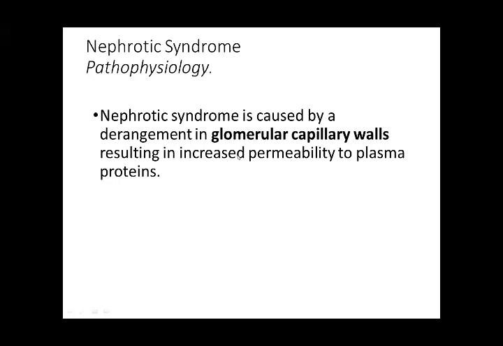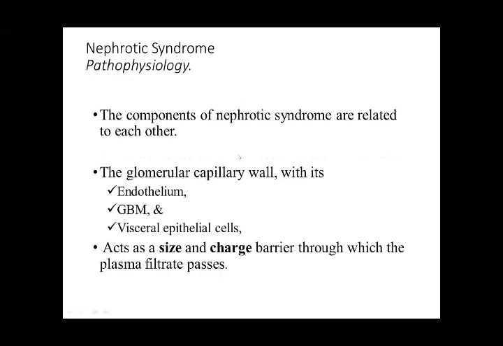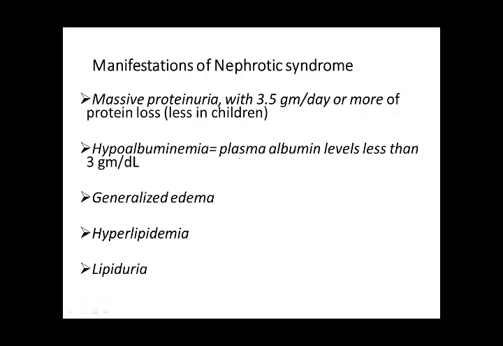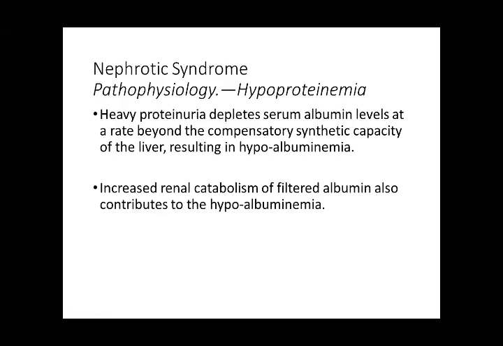Nephrotic syndrome has got these five features. These five features together form nephrotic syndrome. Massive proteinuria with 3.5 grams or more of protein loss, hypoalbuminemia, level less than 3 grams per deciliter, anasarca, hyperlipidemia, lipiduria. Anasarca could be just edema as well, generalized edema, it could be periorbital edema, etc.